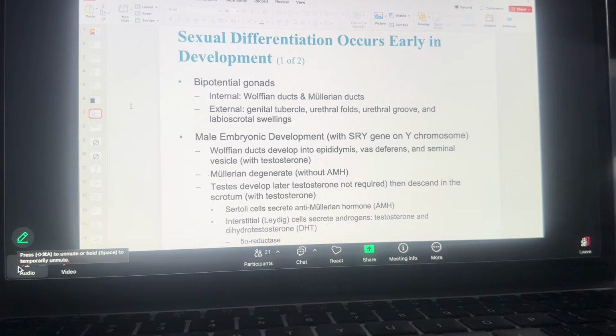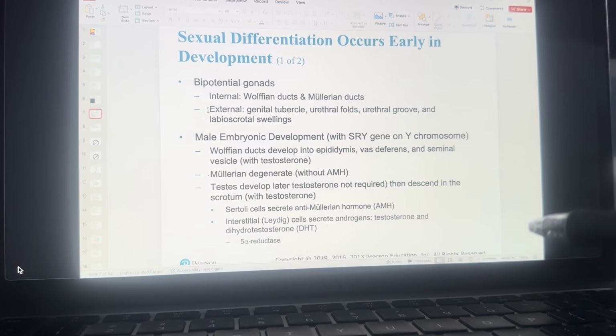All right. So each individual that is developing as a fetus, as an embryo, starts off with bipotential gonads, meaning they have sexual organs that will become sexual organs that are developing, right? And they can develop into two ways. And the two ways to develop depends on the genes available and the hormones that are being produced, okay?